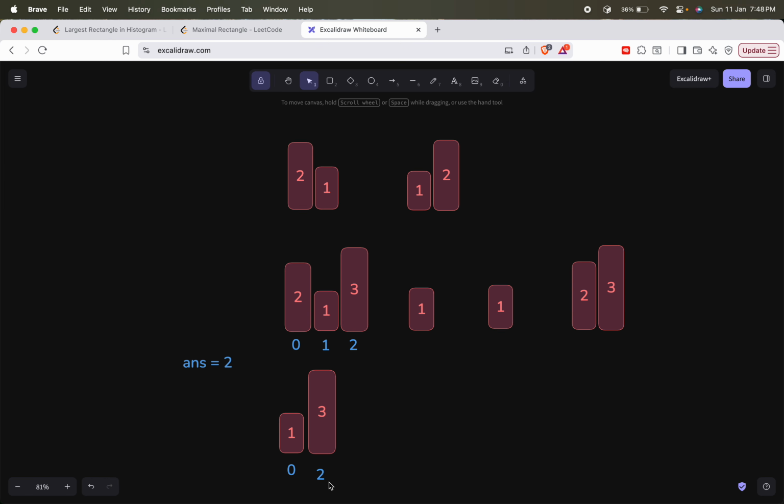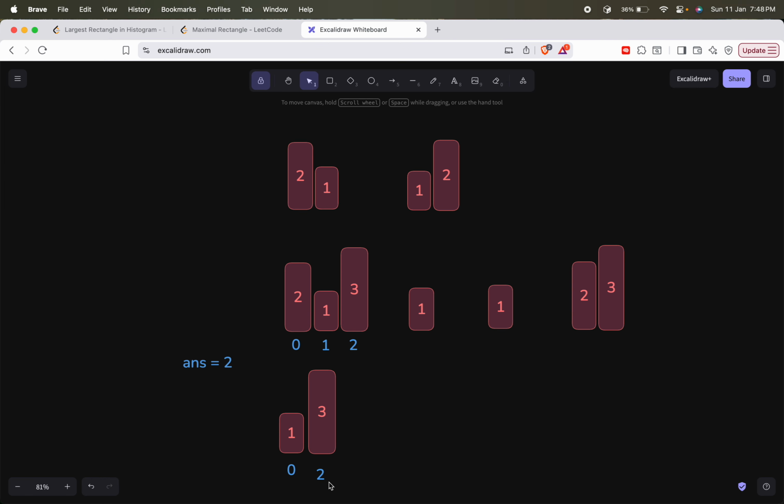While the stack is not empty, I'm just popping the element from the stack, and then I'm calculating its area. Area would be height times n minus the popped index. Okay, in the end my answer would contain the maximum area of the rectangle for the given histogram.